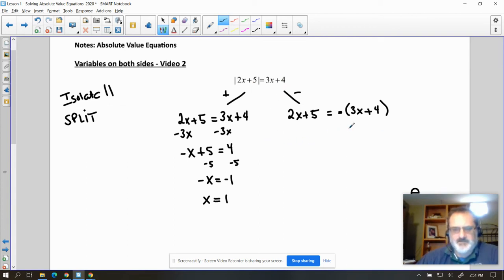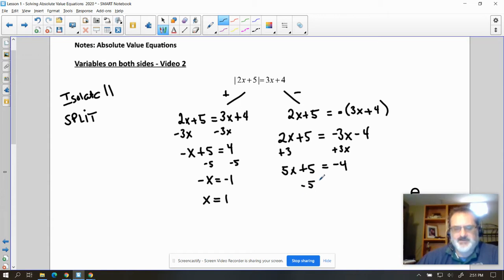Second case: 2x plus 5 comes down equal to negative 3x minus 4 when I distribute the negative. I add 3x to both sides, plus 3x. In this case, 5x plus 5 equals negative 4. So again, I added 3x this time, but I ended up with 5x.